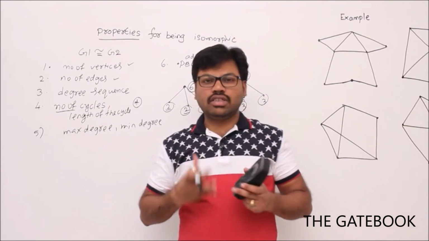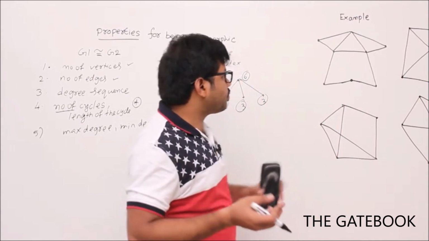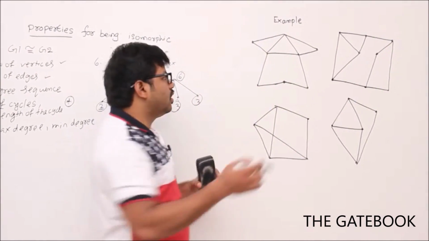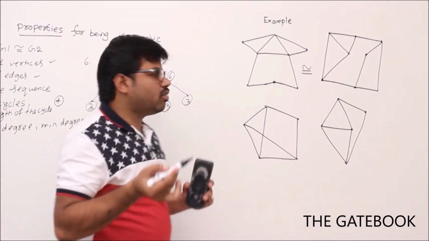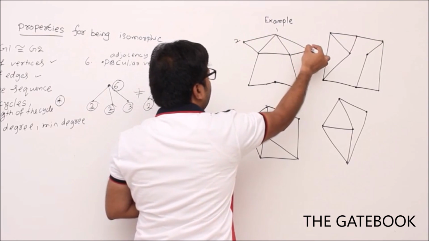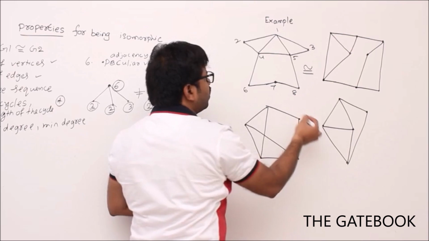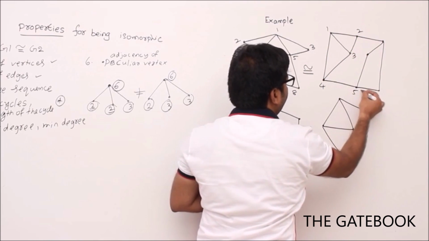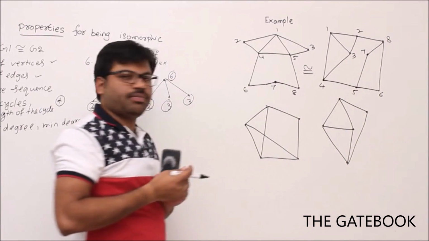Understand? Now we'll see some examples of isomorphic graphs. In the GATE exam they give you this kind of graphs. Are they isomorphic is the question. So if you want to number them, you can number them like 1, 2, 3, 4, 5, 6, 7, 8. This is 1, 2, 3, 4, 5, 6, 7, 8. Just randomly I numbered them.